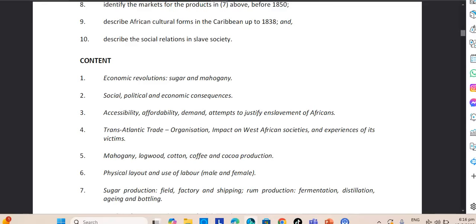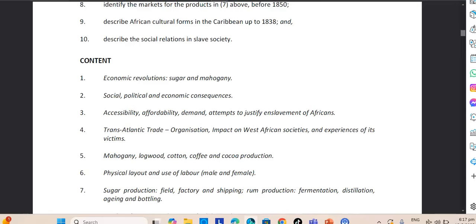Both sugar and mahogany industries required intensive manual labor. The demand for African labor skyrocketed, intensifying the transatlantic slave trade. Now, the Caribbean islands became export-oriented economies heavily dependent on European markets. So, the profit that they got helped to build European wealth, cities, and empires, while Caribbean societies became economically and socially dependent on a few export crops.